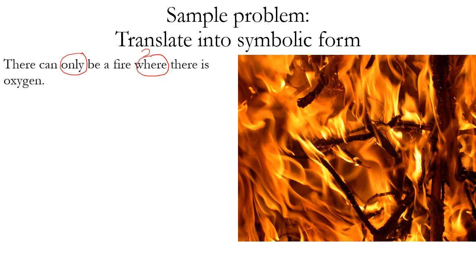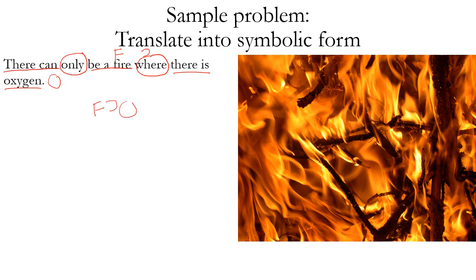And now there do not appear to be any other logical operator terms, so we can look for our simple statements. There can be a fire. We could use the letter F to translate that for fire. There is oxygen. We can use the letter O to translate that for oxygen. So the complete translation of this is going to be F horseshoe O.